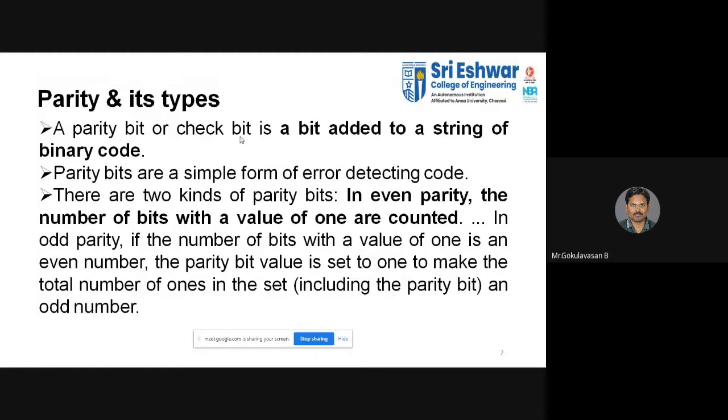These parity bits are the simple form of error detecting code. We cannot correct errors with it, because for error correction we have another code called Hamming code, which follows a separate procedure. Parity bits will be there, but it is a modified or extended version of the parity bit, which we call Hamming code, available for error correction. But this particular parity bit or check bit can be used for error detecting.